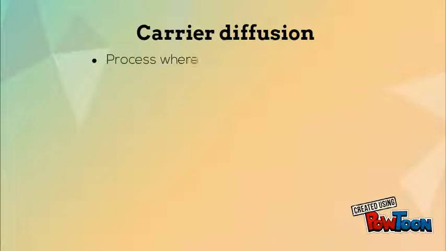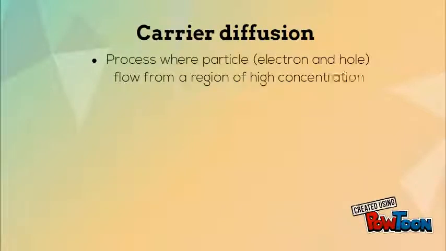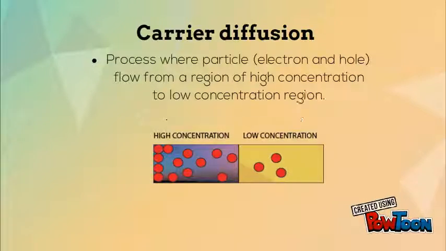Carrier diffusion is the process where particles, electron and hole, flow from a region of high concentration to a region of low concentration.